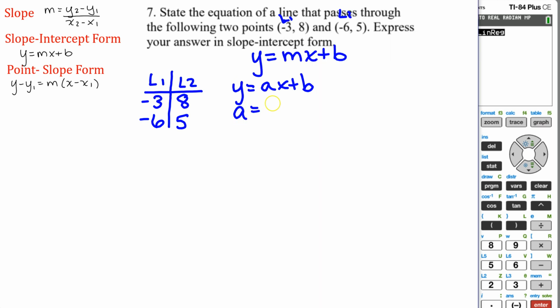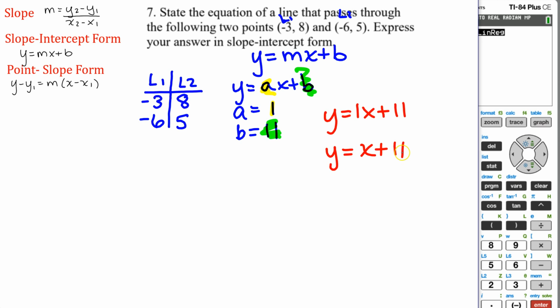A is 1 and it said b is 11. Now that I have those values, I'm going to plug in 1 where I see an A, and I'm plugging in 11 where I see a B. So the final equation of this line is y equals 1x plus 11. But again, like I said in class, you're not really going to see that coefficient of 1. So y equals x plus 11.